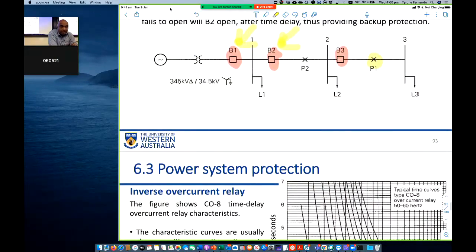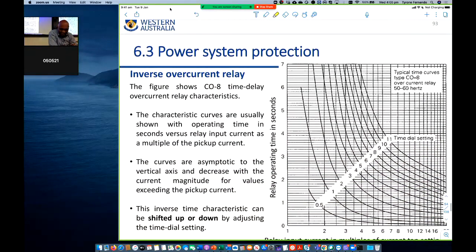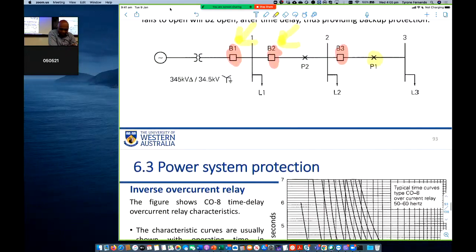So that way, the operation of the circuit breakers are coordinated. Because once B3 is activated and the fault is cleared, then the B1 and B2 won't be activated because currents are back to normal within that time period.